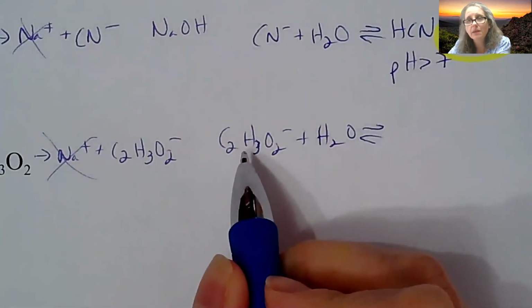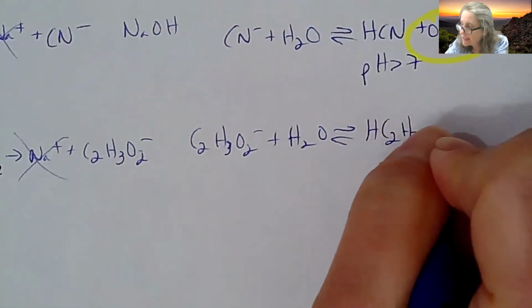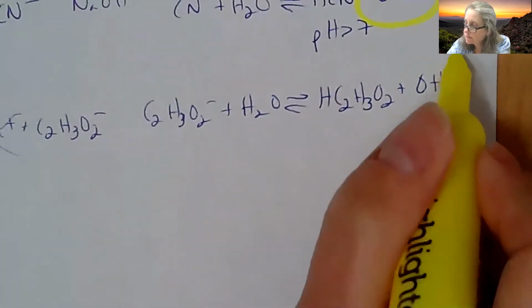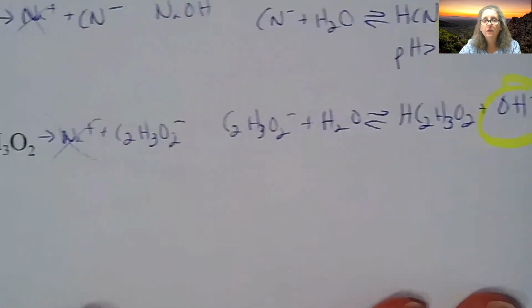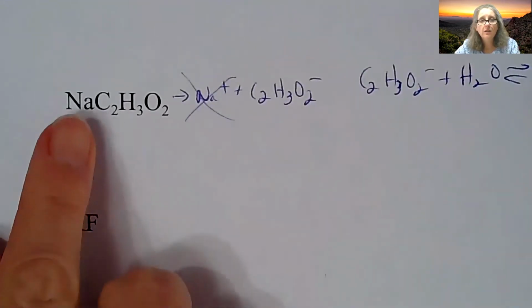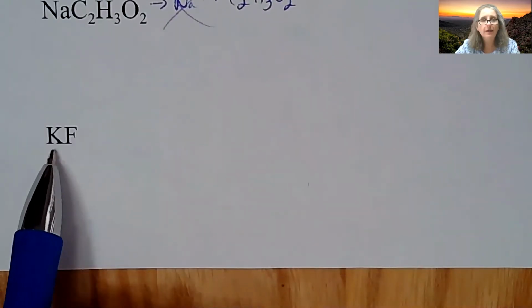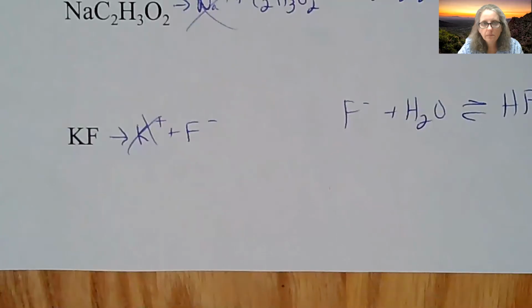Again, this H in the middle is not acidic, so it's going to take on an H and make acetic acid, and you're going to make OH minus. So your pH is going to be basic. When I dissolve sodium acetate into water, my pH is going to be greater than 7. So see if you can process KF, and I will come back and show you the answer.